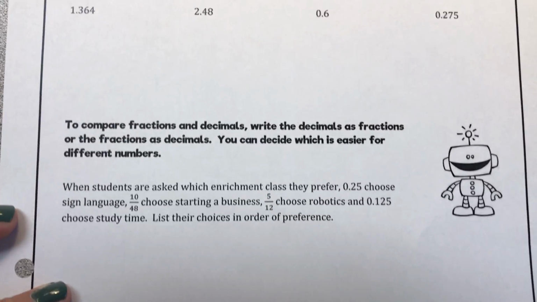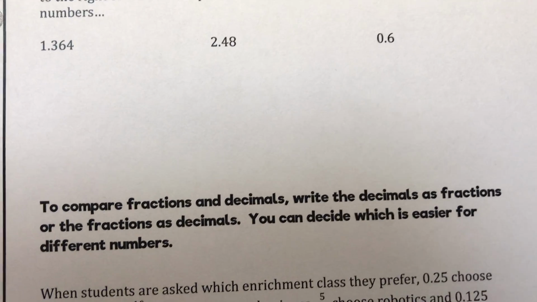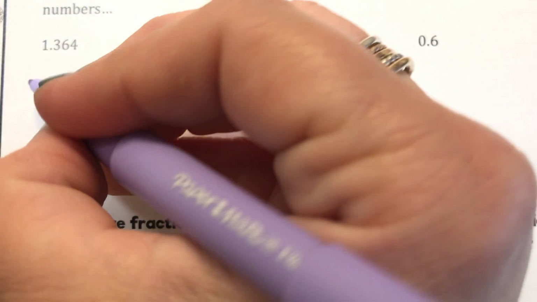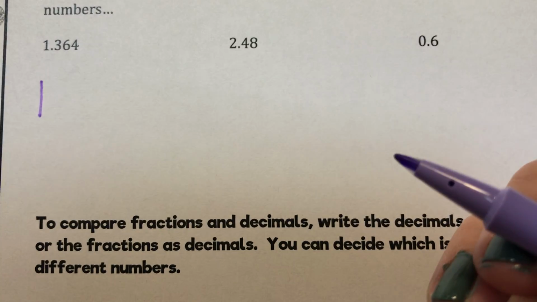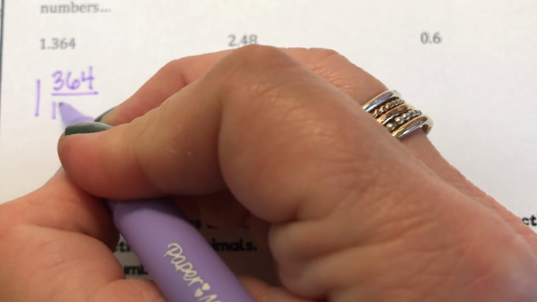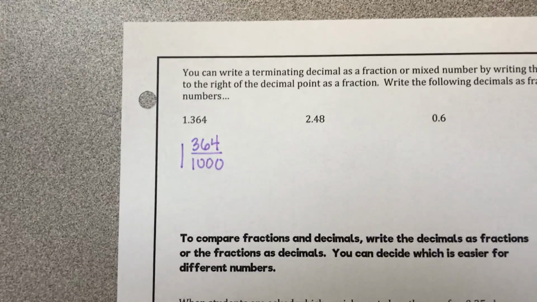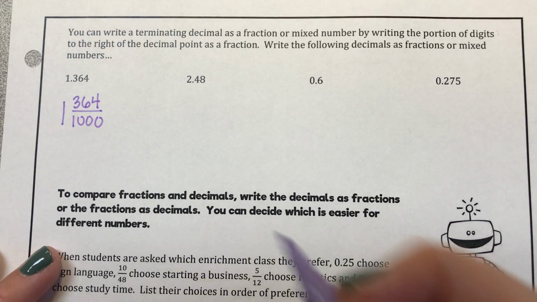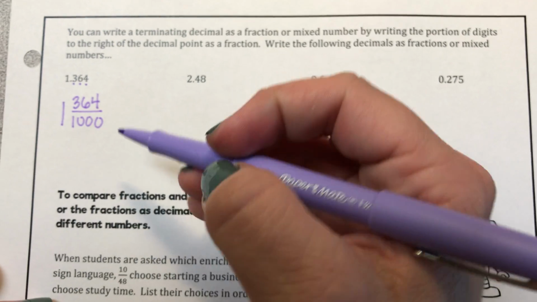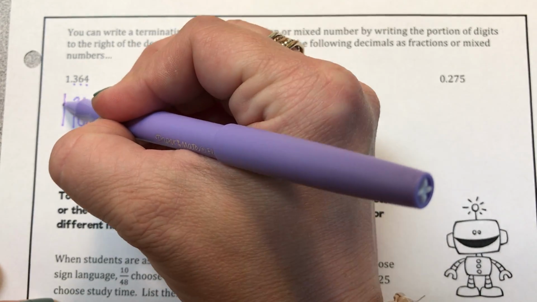1.364. Okay, I'm going to make this go a little bit closer, I think. So 1.364. That means we have the whole number 1, and then we have 364 in the thousands place. I'm going to have to lift that up. Okay, because this is the tenths, hundredths, thousandths place.